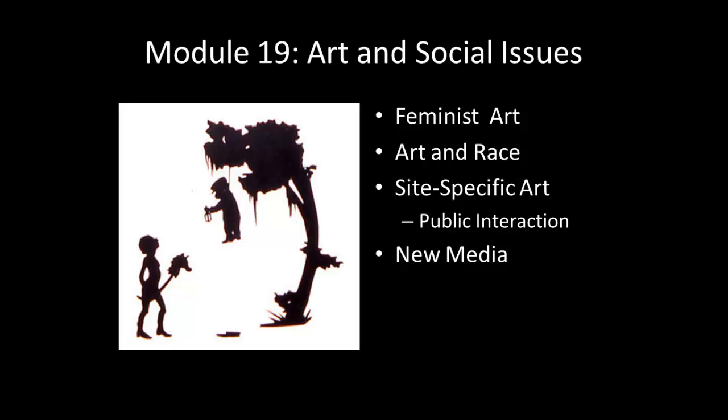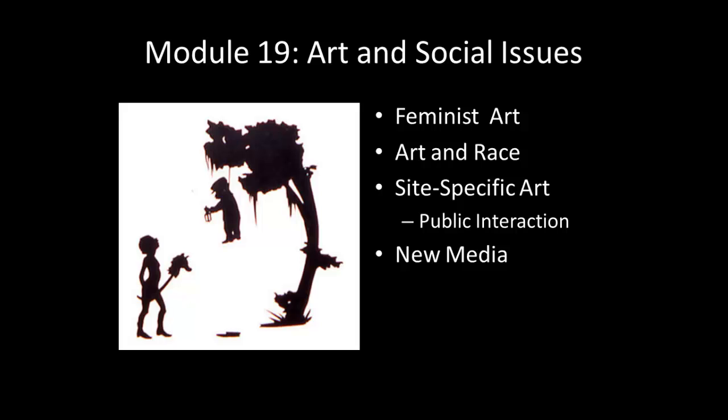We'll be focusing on a couple of works of art that are considered feminist art. We'll also talk about an example that deals with art and race. We'll also talk about some examples of site-specific art, that is, things that are made for a particular site, are attached very much to that site. And finally, we'll conclude with a couple examples of new media. So that is mostly things like video art and other types of installations that were not seen before.